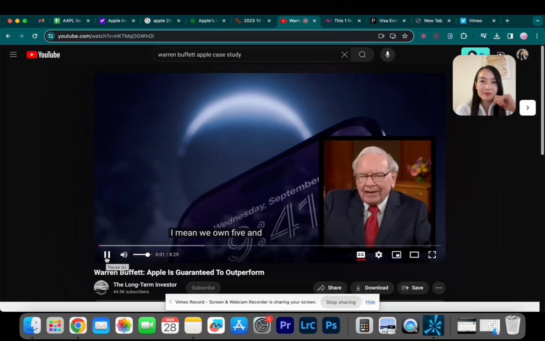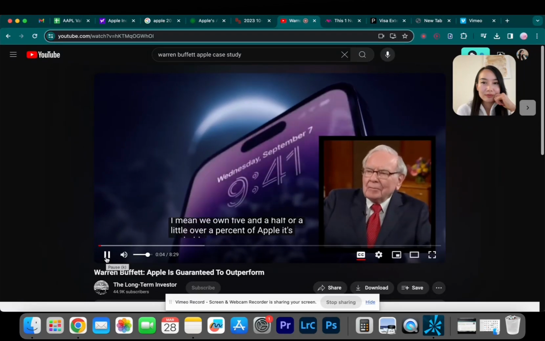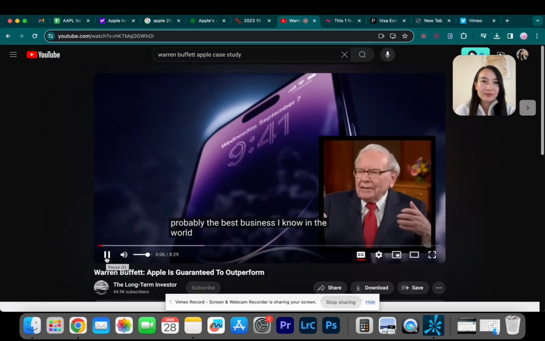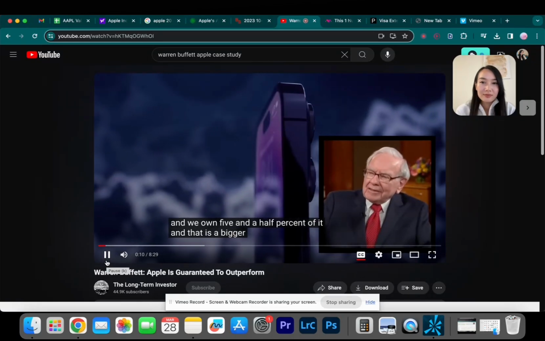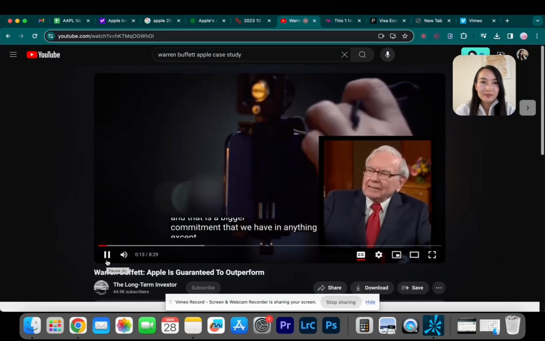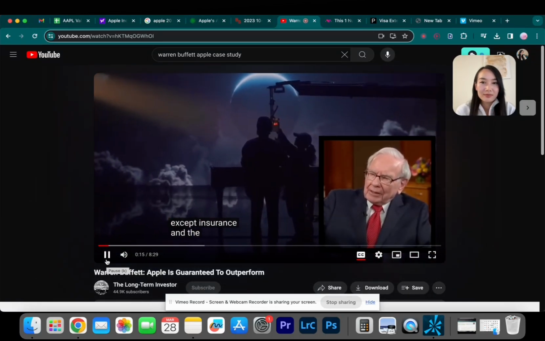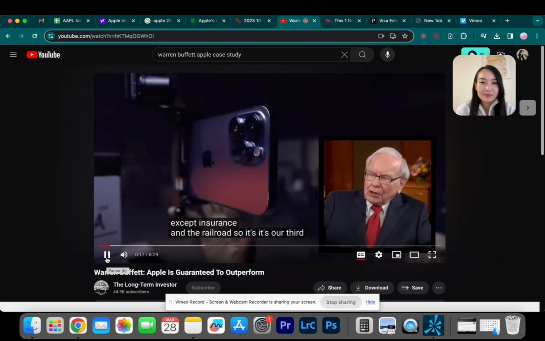We own 5.5% or a little over that of Apple. It's probably the best business I know in the world. And we own 5.5% of it. And that is a bigger commitment than we have in anything except insurance and the railroad. So it's our third largest business.